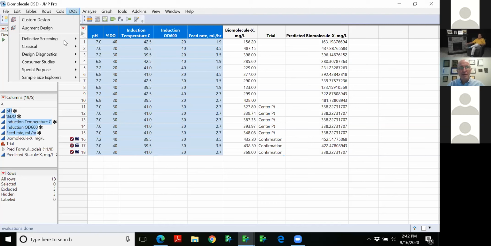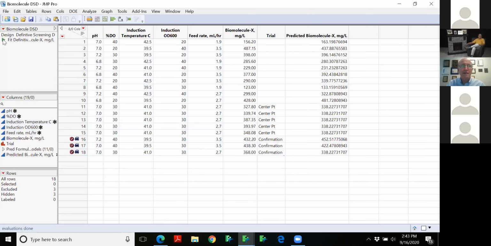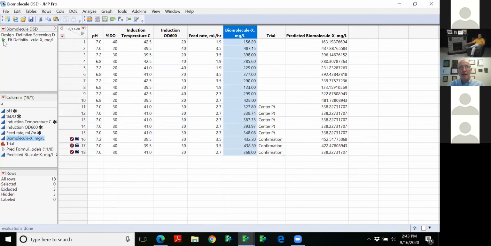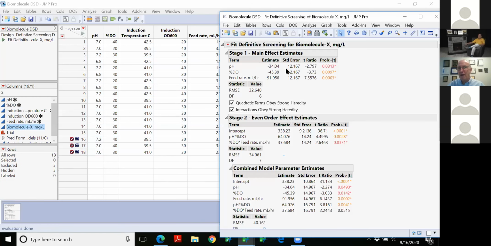You can also build into the same menu is fit definitive screening, and that is an automatic method that implements the methodology that Chris and I described in that paper that I showed you in the slides. But when you create a definitive screening design using JMP, it puts a little script in the data table. And that script will analyze the data using the response that you specify. Here are the 5 factors. Here's the response. That script will just automatically fit the model for that response on these factors.